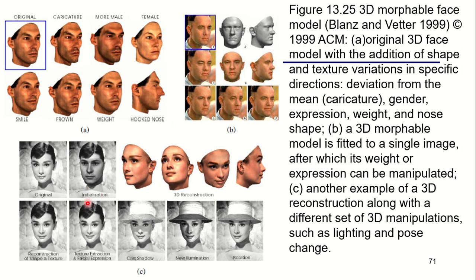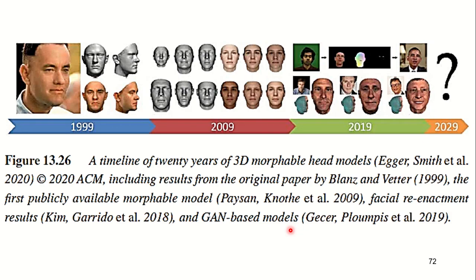It shows another example of 3D reconstruction, starting with the original image and the initial changes, with the result after each step, and then the final 3D reconstruction and the manipulations made, like lighting and changes in poses. And here it shows the timeline of 20 years of 3D morphable head models, including the results from the original paper, the first publicly available morphable model, facial reenactment results, and GAN-based models.